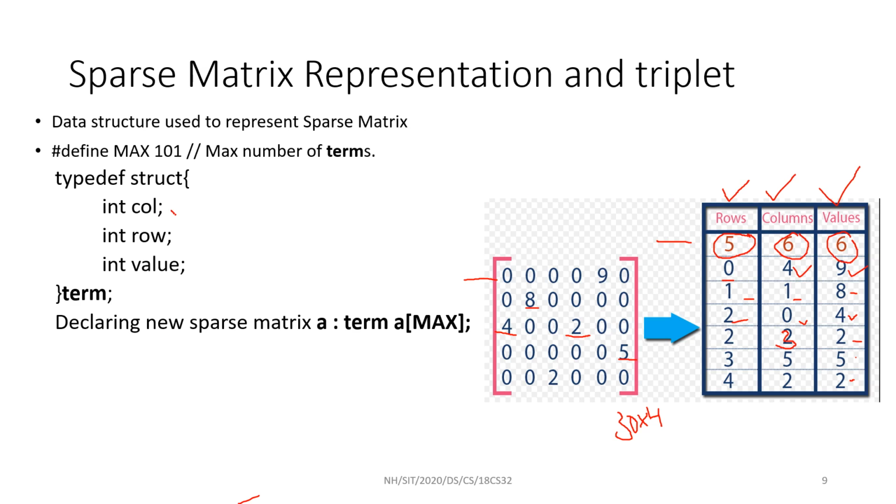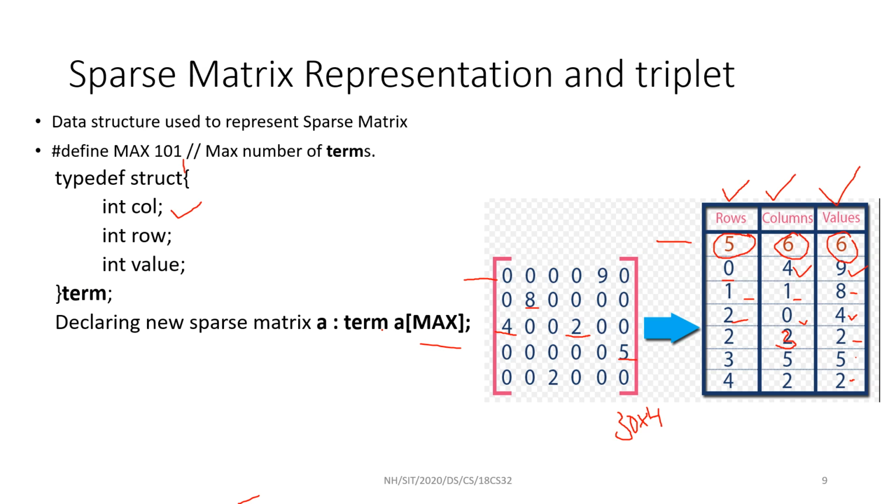In the same way, we create a structure for the sparse matrix, with the fields row, column, and value. We can have any number of terms up to the max. However many non-zero values there are, that many rows you can reserve.